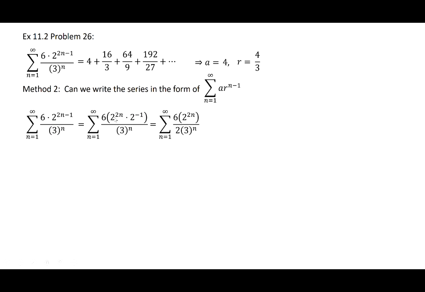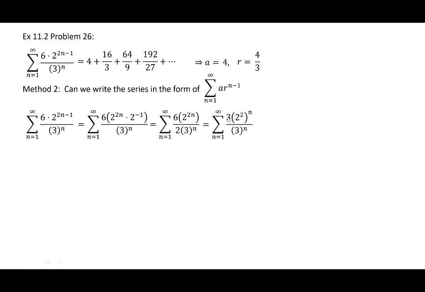So if I do that, and also notice what did I do? I said 2 to the negative 1 is the same as 1 over 2, right? So I wrote that as 1/2. 6 over 2 times 3 to the n, 2 to the 2n. But then, in the next step, I wrote that 2 to the 2n as 2 squared, the quantity raised to n. And 2 squared is nothing but 4.